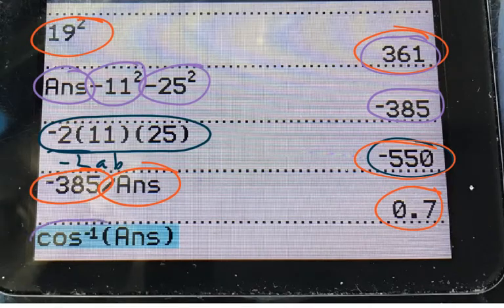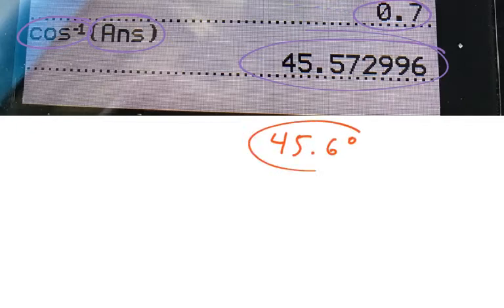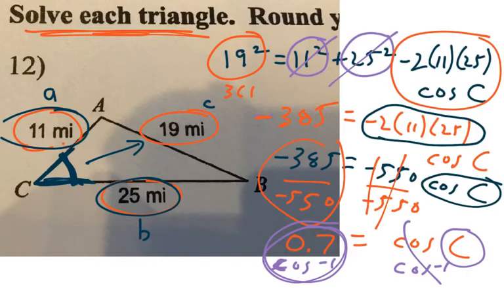So notice right down here, I did cosine inverse of my answer. And when I did cosine inverse of that answer, 0.7, there it is. Now I'm just going to go ahead and round it off to 45.6 degrees. I'm not going to round it off to 46 because I want to be at least a little more accurate, right guys? So I'm going to do 45.6, alrighty? So that's what I have so far.